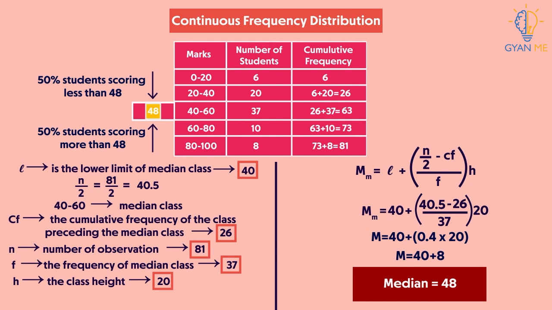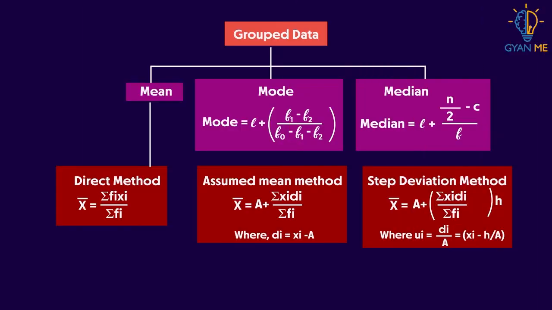So students, in this video we have learned the formula to find out the median for grouped continuous frequency distribution data. The formula is M is equal to L plus (N by 2 minus CF) upon F, whole multiplied by H. So students, in all these videos, we have already learned how to calculate mean, median and mode for grouped data. But the question is, which one to use when? And we will answer this in our next video.